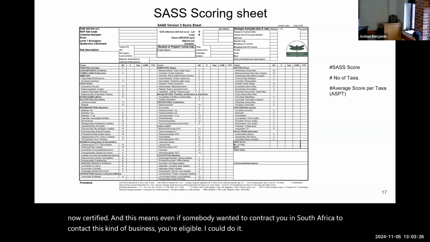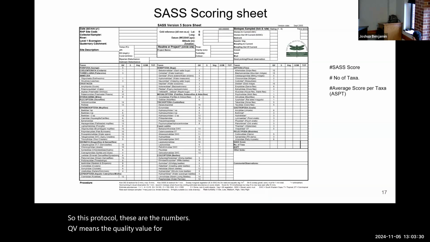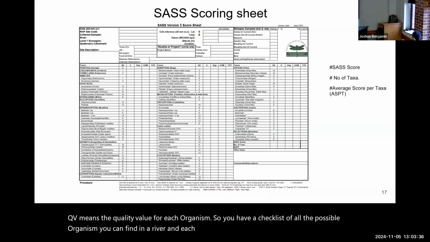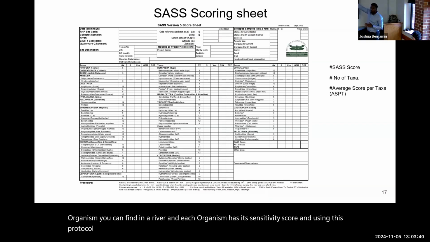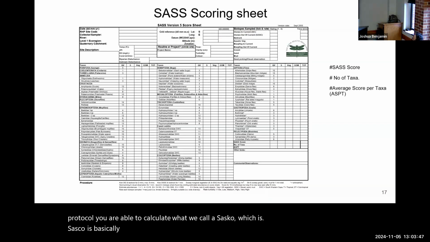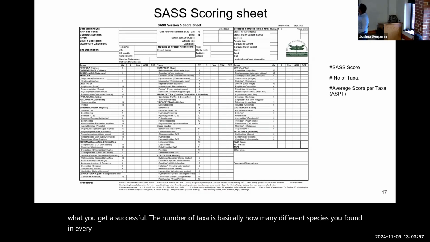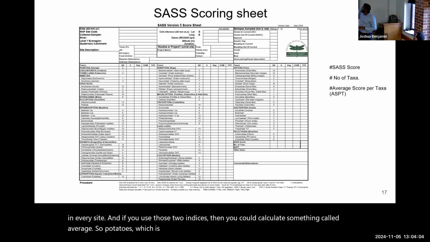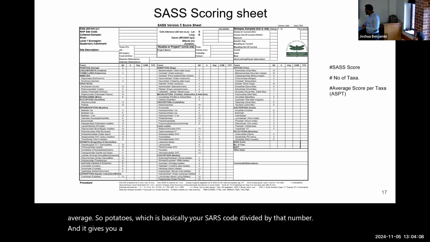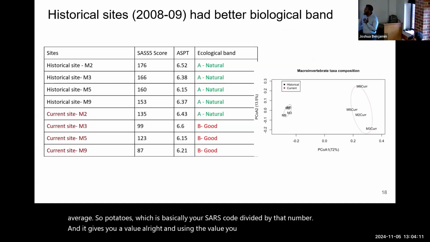So this protocol, these are the numbers. QV means the quality value for each organism. So you have a checklist of all the possible organisms you can find in a river, and each organism has its sensitivity score. Using this protocol, you are able to calculate what we call a SAS score. The SAS score is basically all the present individuals you found, you add those numbers, and that's what you get as a SAS score. The number of taxa is basically how many different species you found in every site. If you use those two indices, you could calculate something called average score per taxa, which is your SAS score divided by the number of taxa, and it gives you a value. And using that value, you are able to tell a story about what is happening in your catchment.